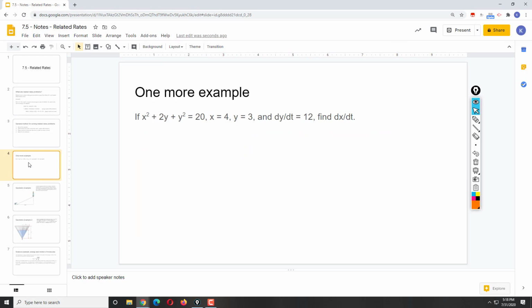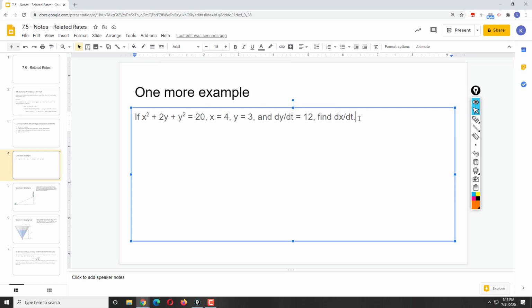One more example where we're just given the equation. X squared plus 2y plus y squared equals 20. X equals 4. Y equals 3. dy over dt equals 12. We want dx over dt. Okay. So our equation again, x squared plus 2y plus y squared equals 20. Okay. Differentiate both sides.